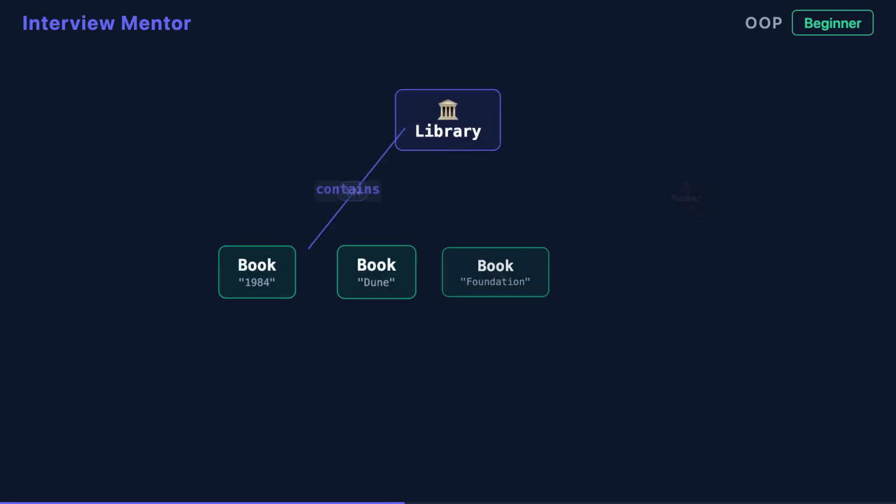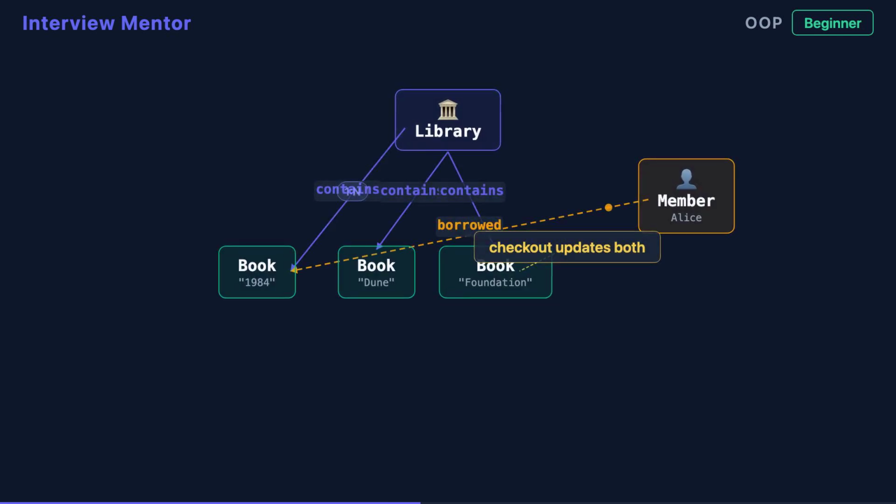Now model the relationships. The library has a one-to-many relationship with book. It contains many books. The member also has a relationship with book, representing items they've checked out. When a member checks out a book, the library updates the book status and adds it to the member's borrowed list. These relationships define how objects collaborate.